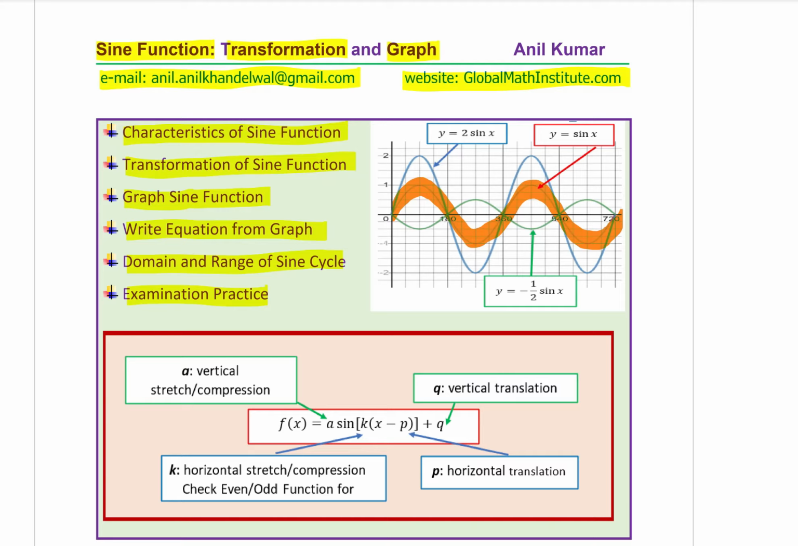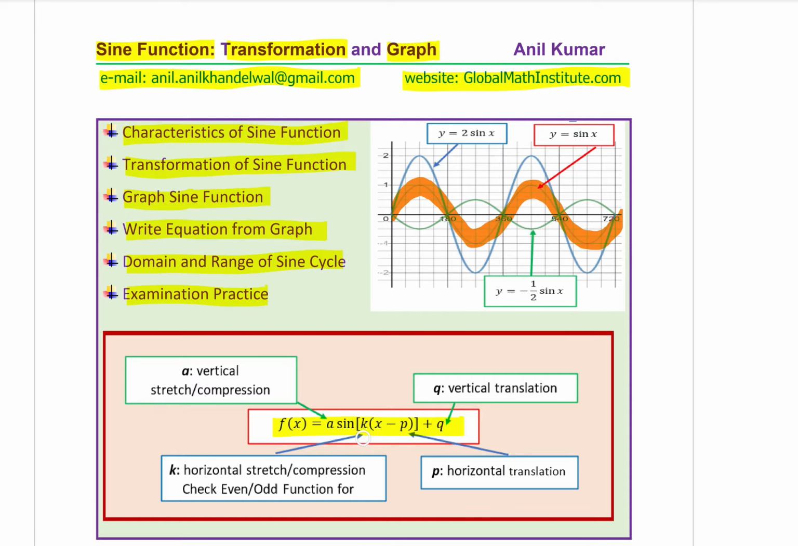Now, a general equation of transformation is given by the equation f of x equals a sin(kx - p) + q, where a is the parameter which gives rise to vertical stretch or compression. If it is negative, it does reflection also on the x-axis. The parameter k is responsible for horizontal stretch and compression. It changes the period for the sinusoidal function.